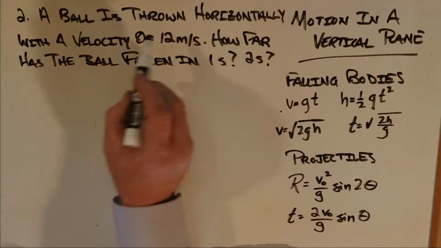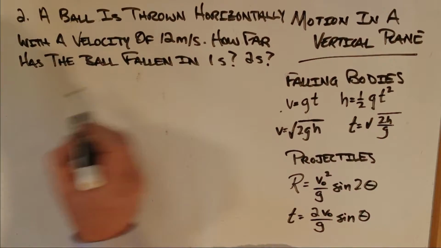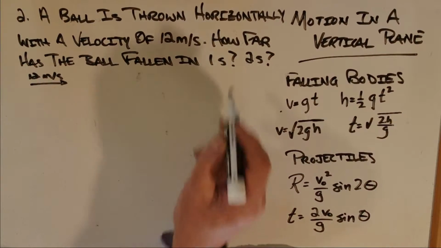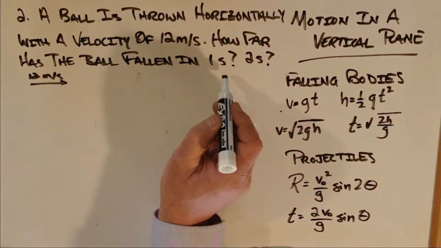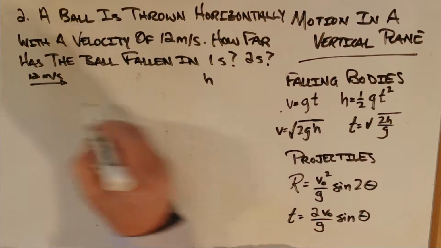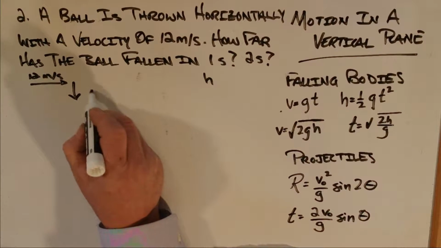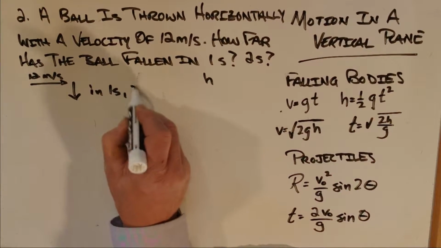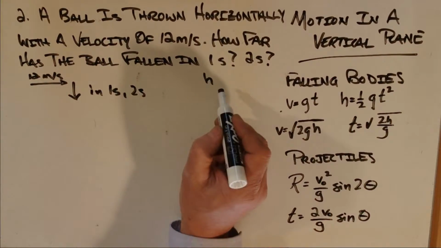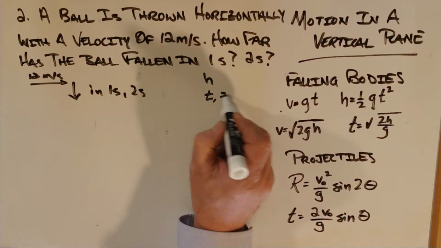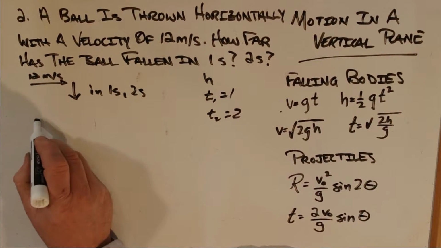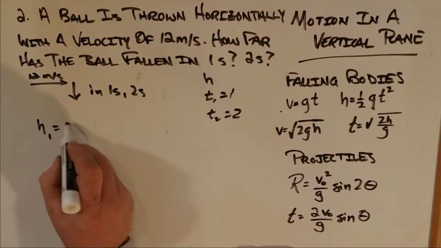The second problem, a ball is thrown horizontally with a velocity of 12 meters per second. We're asked how far has the ball fallen in 1 second and in 2 seconds. The thing here to realize is that horizontal motion and vertical motion are independent of each other. The fact that the ball is thrown horizontally 12 meters per second has nothing to do with how far it's fallen in the perpendicular direction in 1 second and 2 seconds.